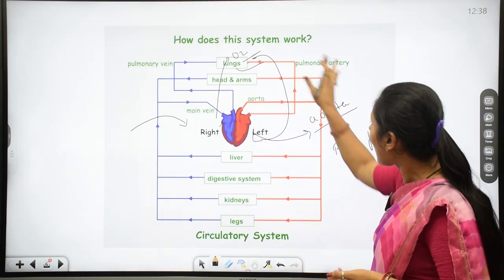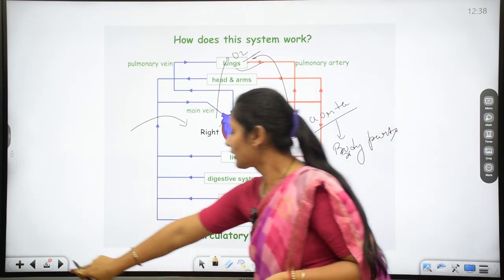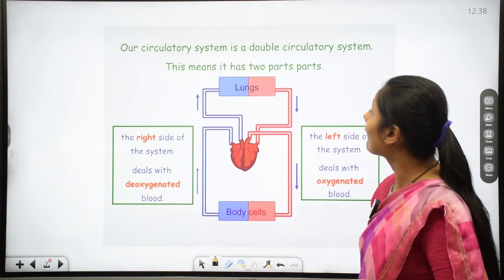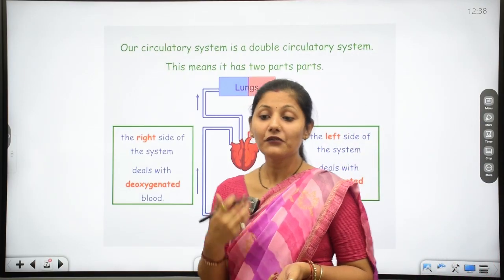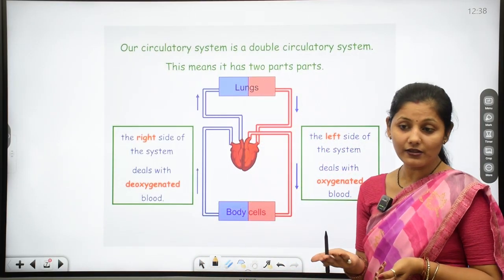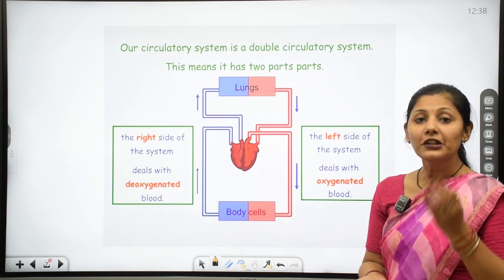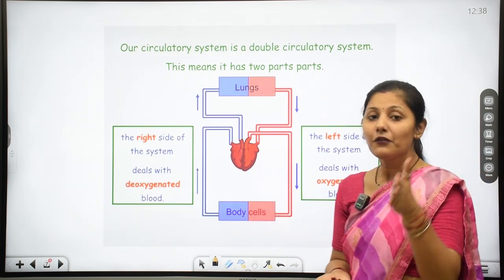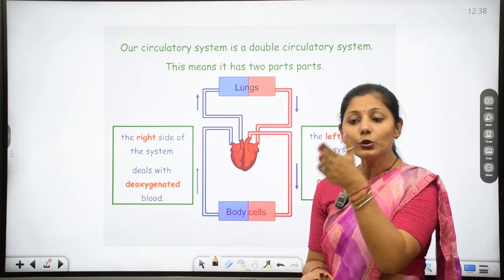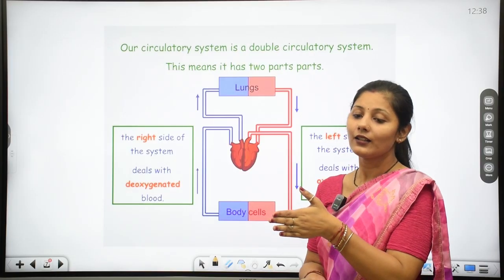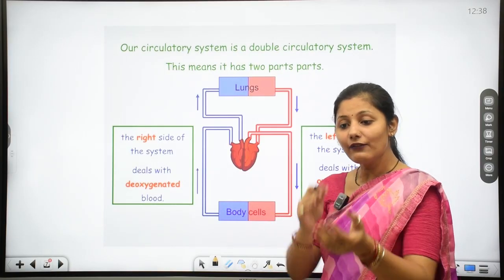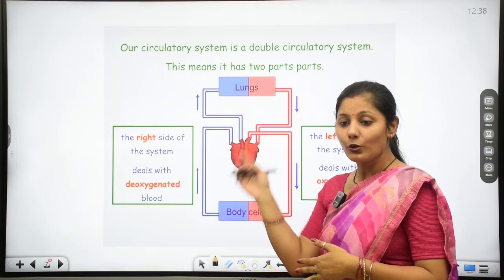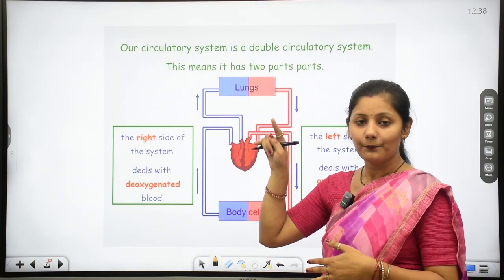So this is how this system works. Now come to our circulatory system, which is known as the double circulatory system. Why is this known as the double circulatory system? Because I have told you, first blood comes from body organs to the right side of the heart, and then this blood goes inside the lungs. So here one circle is completed.